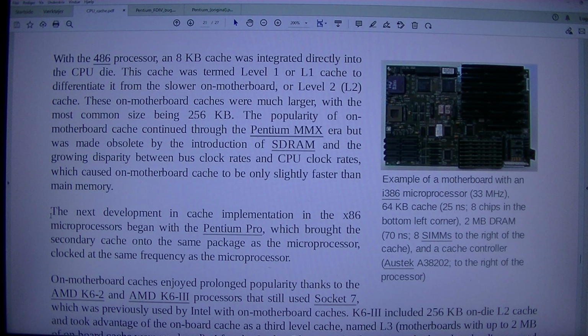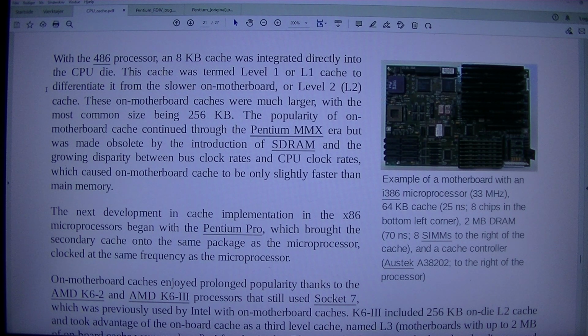With the 486 processor, an 8 KB cache was integrated directly into the CPU die. This cache was termed Level 1, or L1 cache, to differentiate it from the slower on-motherboard, or Level 2, L2 cache. These on-motherboard caches were much larger, with the most common size being 256 kilobytes.